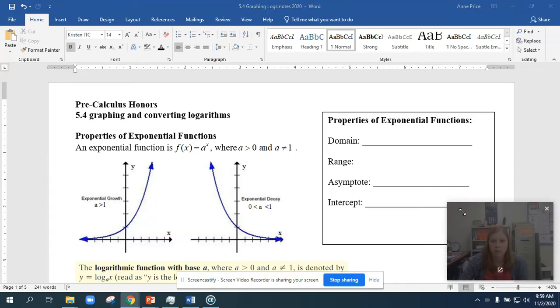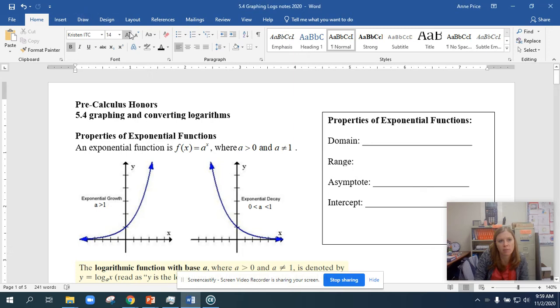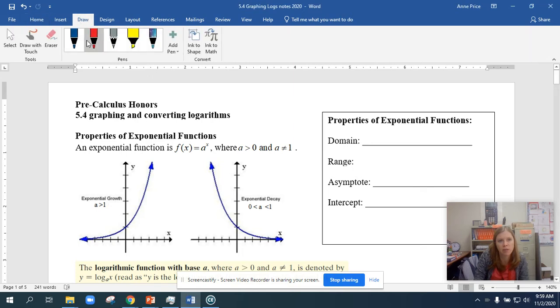Hi, everyone, and welcome to our lesson today on 5.4, graphing and converting logarithmic functions. We're going to start off with a little bit of a recap of our exponential properties from yesterday. We have properties of working with our exponential growth and decay. We did a Desmos the other day.